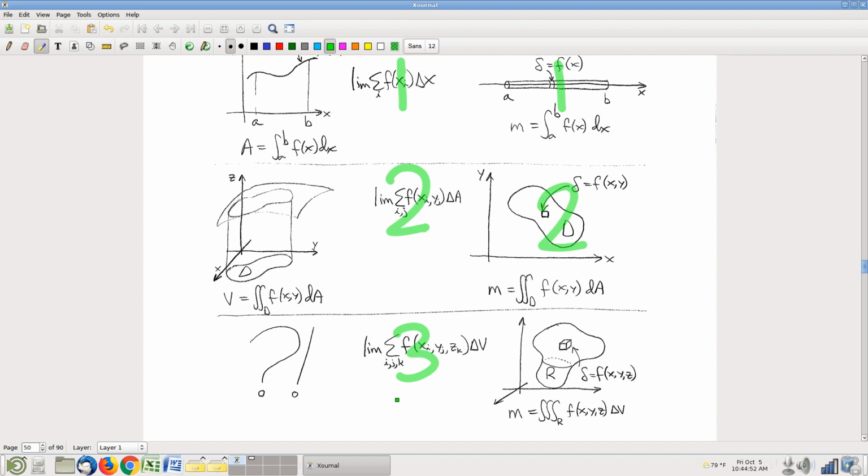Instead of asking how mass accumulates over a one-dimensional rod or a two-dimensional sheet, we could very reasonably just ask, okay, given a three-dimensional solid, how might I address the question of how mass adds up over that three-dimensional region? Perfectly natural sort of physics application.